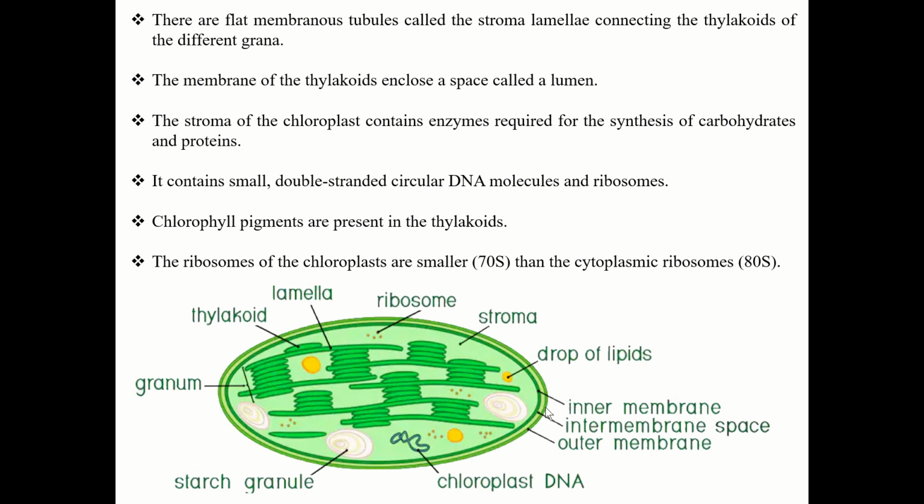The space between the two membranes, the outer membrane and the inner membrane, is called the intermembrane space. The matrix is made of stroma. Besides that, it consists of drops of lipids, starch granules, chloroplast DNA, which is circular, and ribosomes.